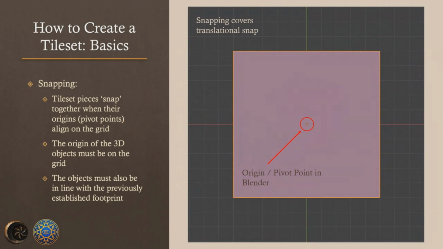Snapping is when the origins, or pivot points, of these objects line up with each other on the grid. The origin points are at a certain point in the object. That's basically what I mean here. The origin has to be on the grid, otherwise it won't snap properly. And it has to be within that footprint that we talked about previously. So this is dealing with translational snapping. This origin here, that yellow dot in the middle, is what it looks like in Blender. You want to make sure the origin for the mid pieces, for example, is smack dab in the center.